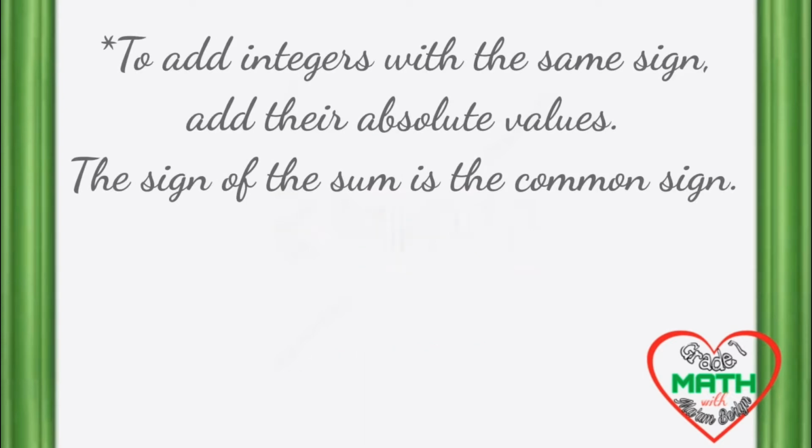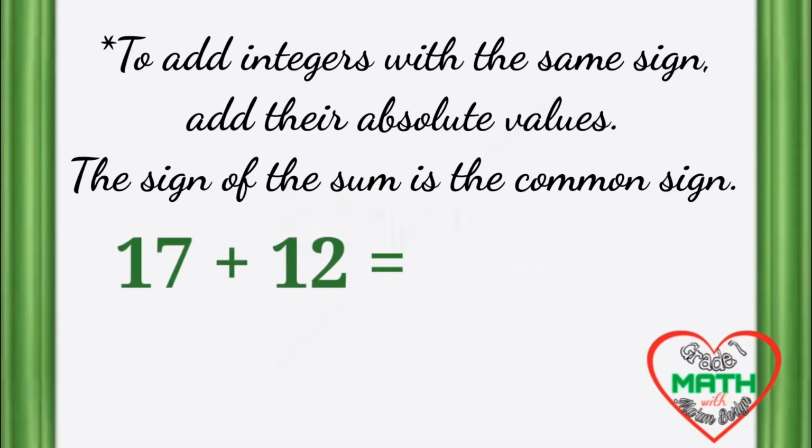Now let's go back to the rules in adding integers with same sign. For example, 17 plus 12. Do they have the same sign? Yes, they are both positive. Now we can just simply add their absolute values and copy the common sign, which is positive. 17 plus 12 is equal to 29.